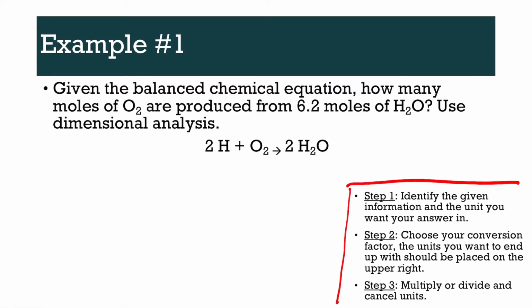So here are the steps, and we'll leave them off to the side, but it's literally just like the s'mores example. But instead of marshmallows and chocolate and graham crackers, we're dealing with H2 and O2 and water. So here is our balanced equation. Here is what we're given. Given the balanced chemical equation, how many moles of O2 are produced from 6.2 moles of H2O?